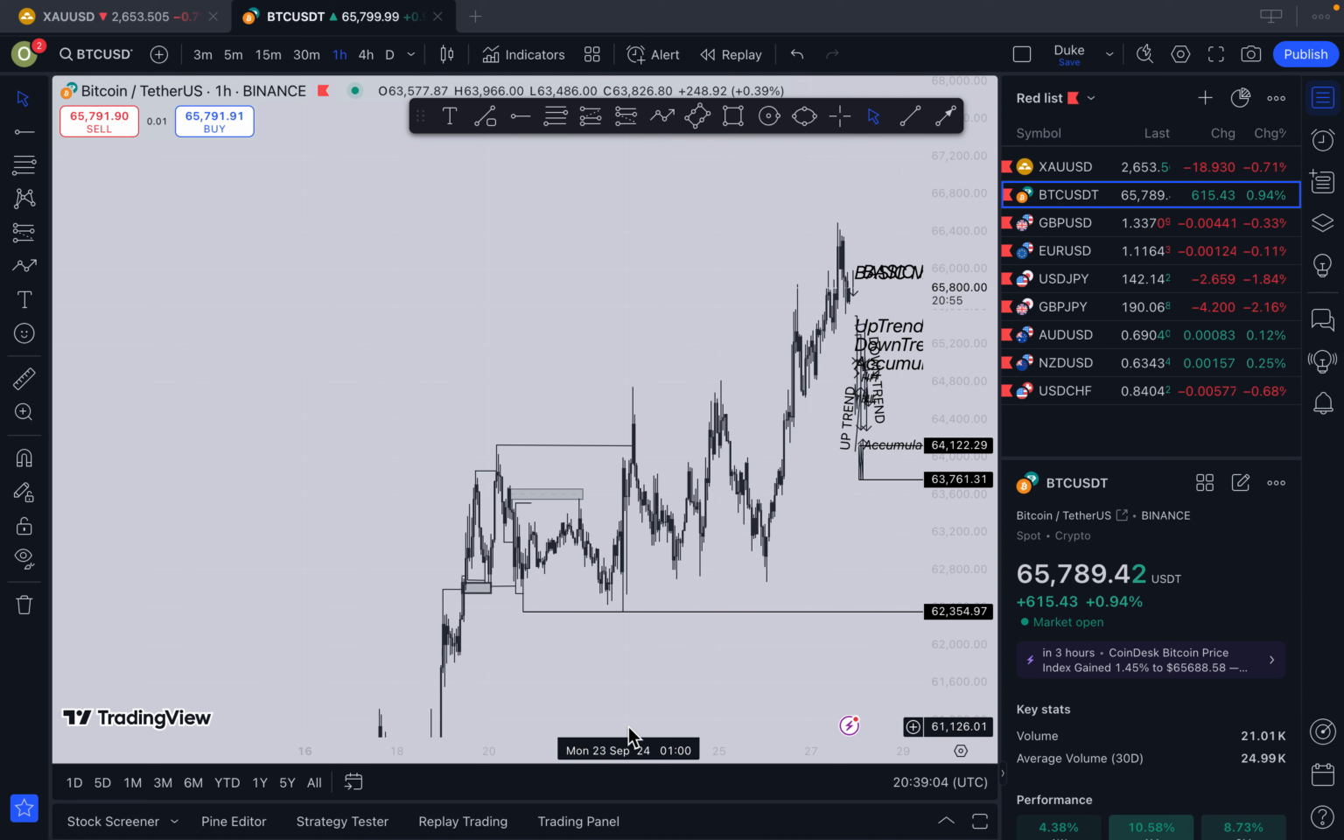Which one is the lower? Okay, let's say this. Sorry about that. This is what we'll call our higher low. We call this our higher low. You see how I marked it out? How I marked our higher highs and higher lows out.